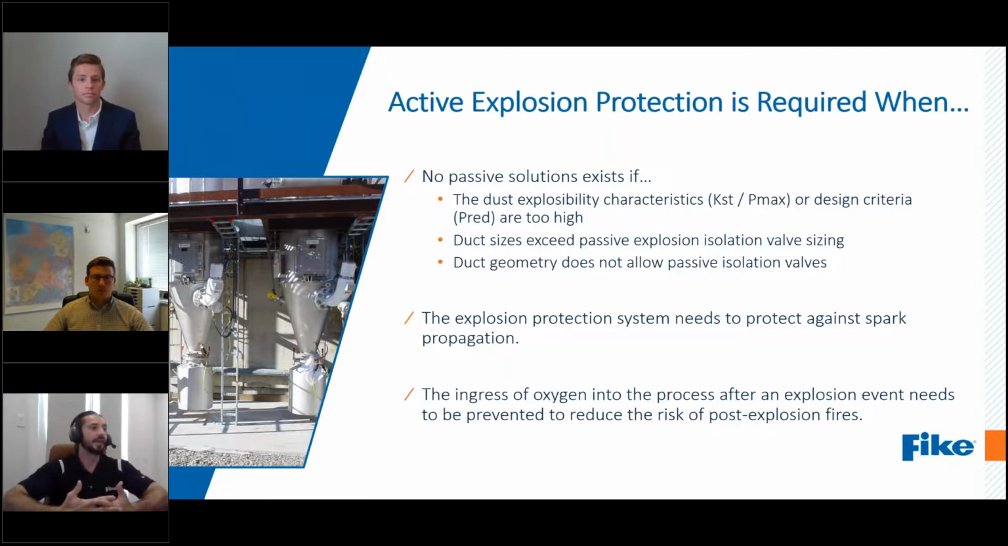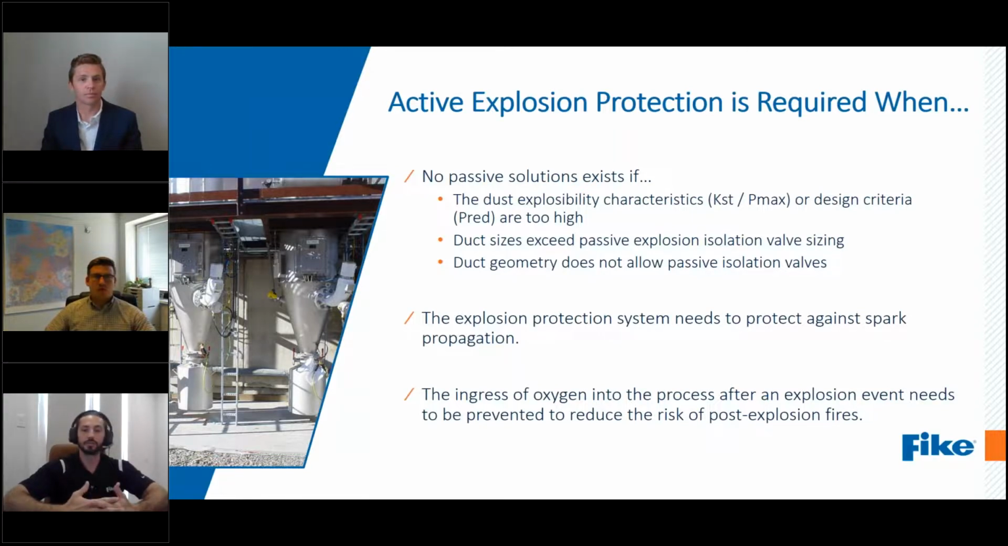You can imagine also that the duct size might exceed the passive explosion isolation valve sizing that exists. Gate valves are only available within certain size ranges and up to a certain size. So if that occurs in your process, maybe it's a 100-inch duct, there won't be a gate valve or a passive valve that can support that type of size. Chemical isolation might be a better solution there.